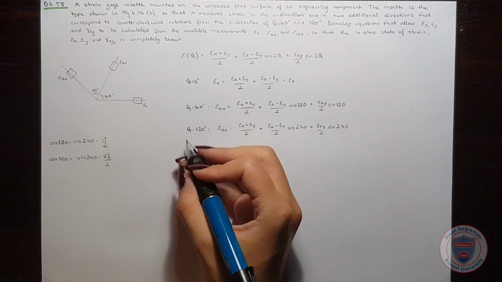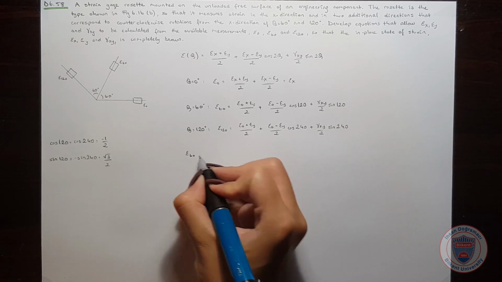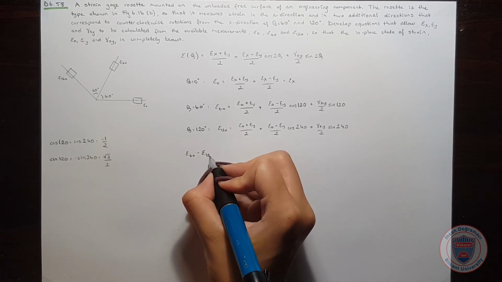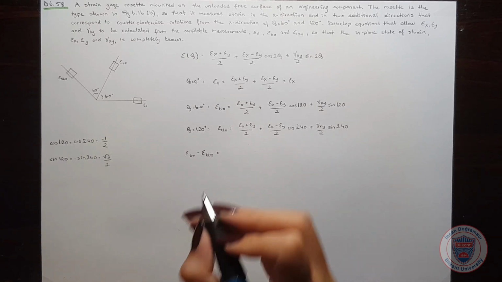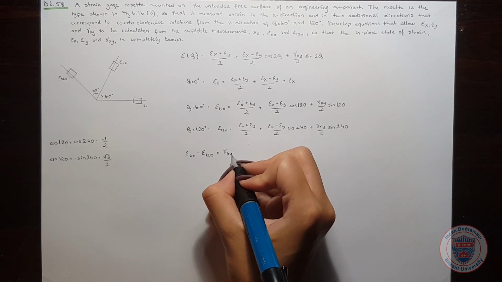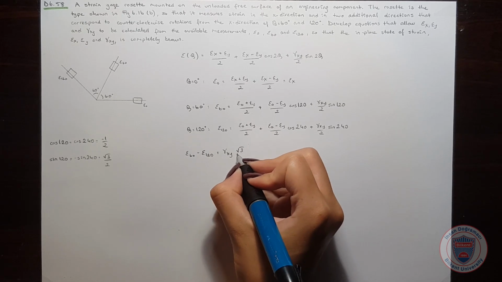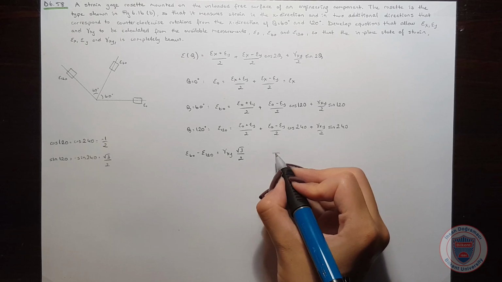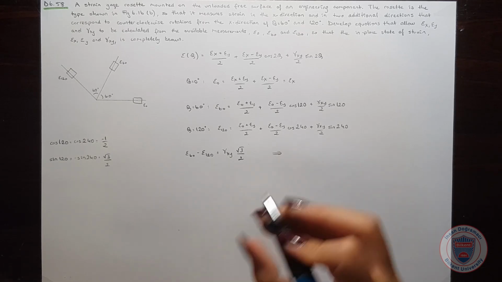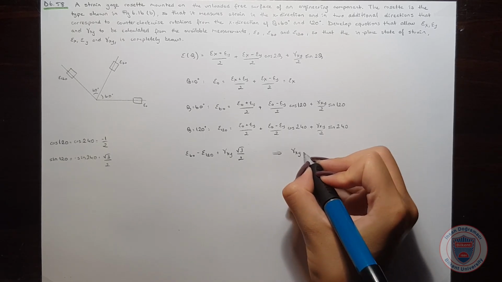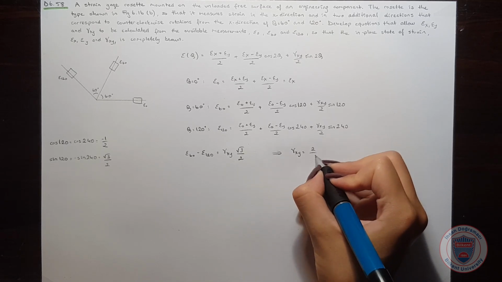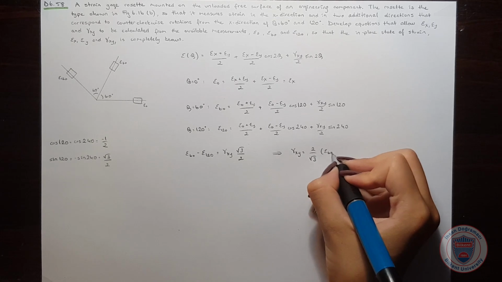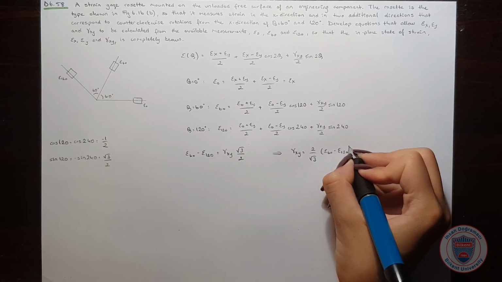So that when we subtract epsilon 120 from epsilon 60, we obtain gamma xy times square root of 3 over 2. When we make some arrangements, we get gamma xy is equal to 2 over square root of 3 times (epsilon 60 minus epsilon 120).